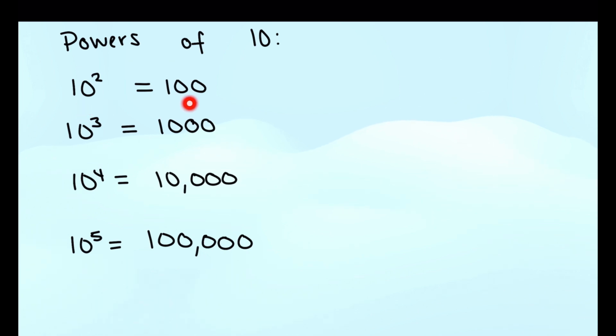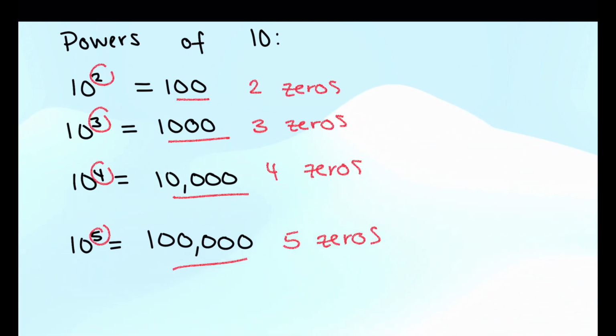10 squared is 100, 10 cubed is 1,000, 10 to the fourth is 10,000, 10 to the fifth is 100,000. 10 squared has 2 zeros, 10 to the third has 3 zeros, 10 to the fourth has 4 zeros, 10 to the fifth has 5 zeros, etc. And that pattern will work with any power of 10 with a positive exponent.